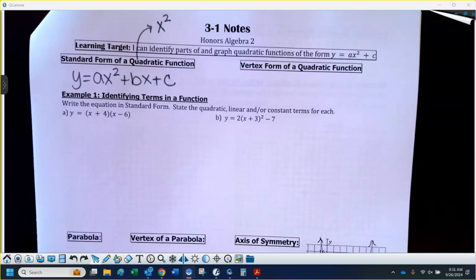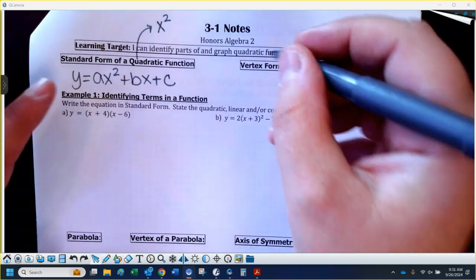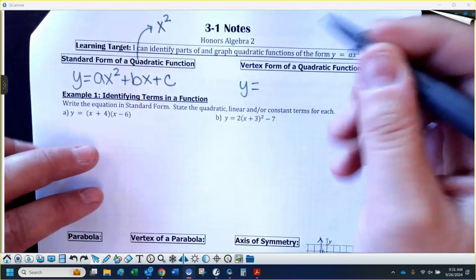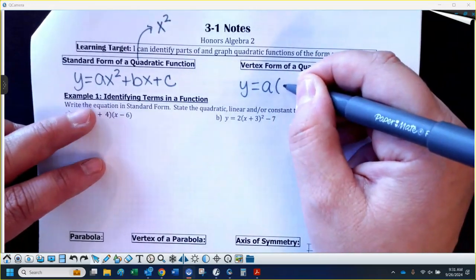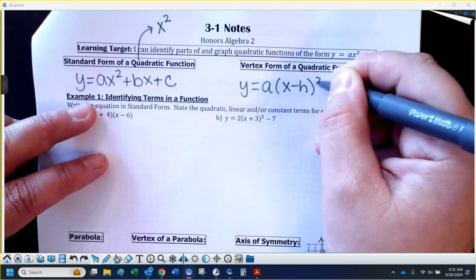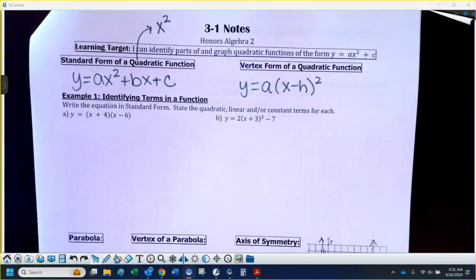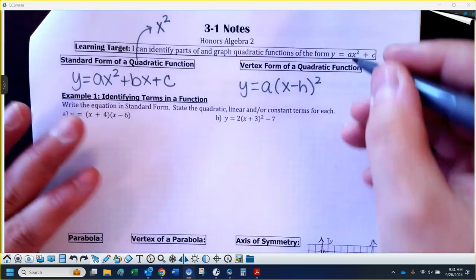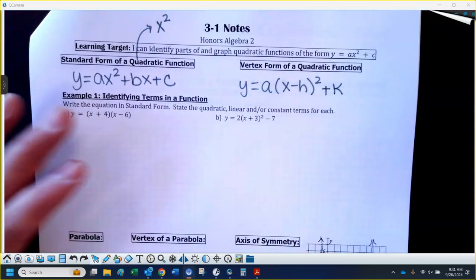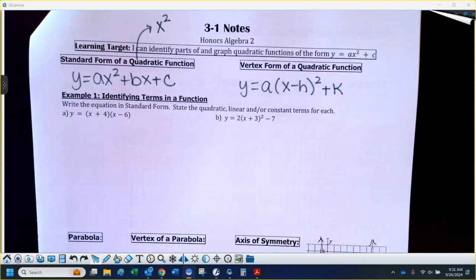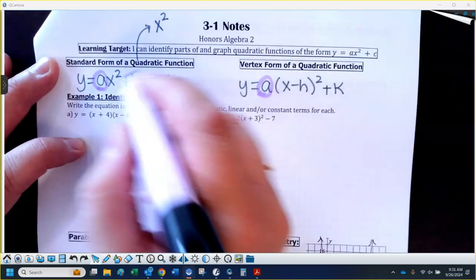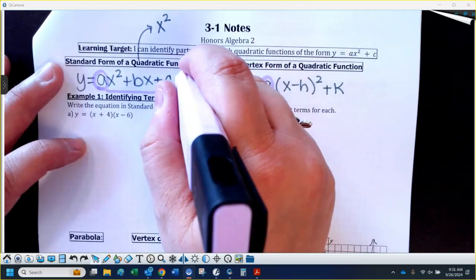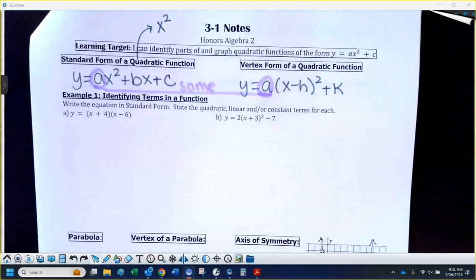We're going to do more of a focus on that in a couple of days. The vertex form, I think, will look similar to an absolute value equation. You have a, and then in parentheses, x minus h squared, kind of like instead of an absolute value, I'm using parentheses that are squared, and then you'd have a plus k on the outside. Now, in these two formats, just so you know, the a in both of these is the same. So that number will be the same.